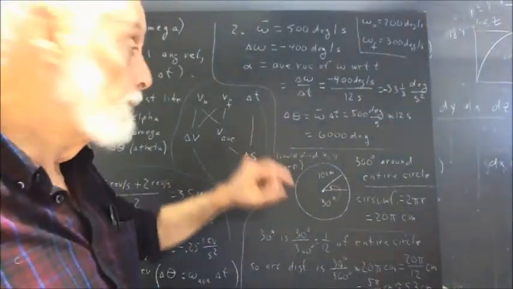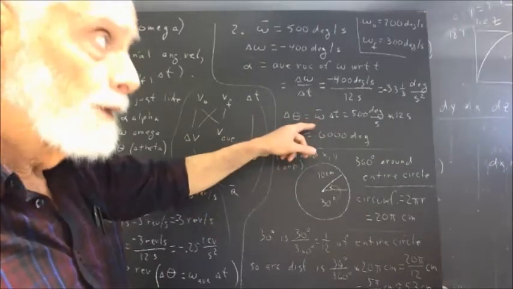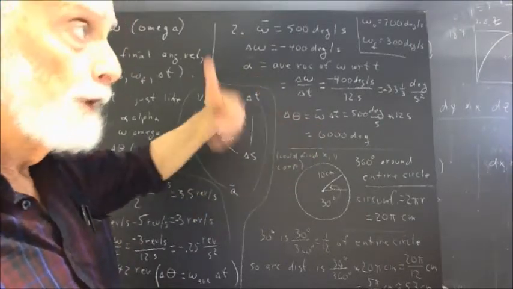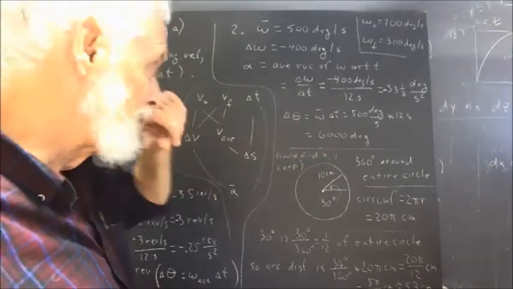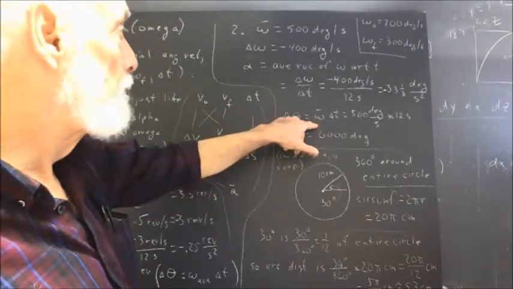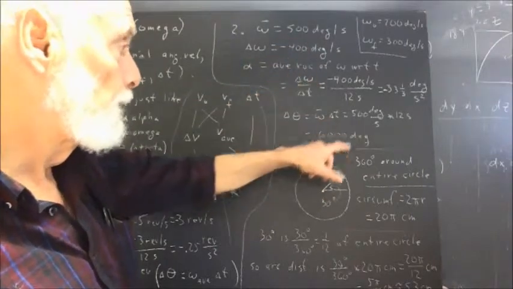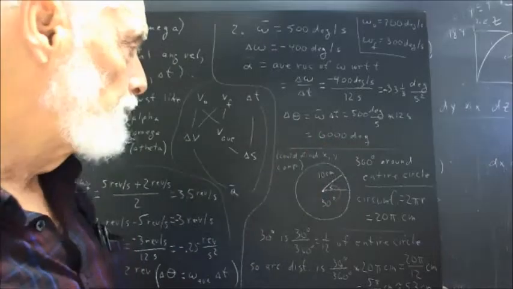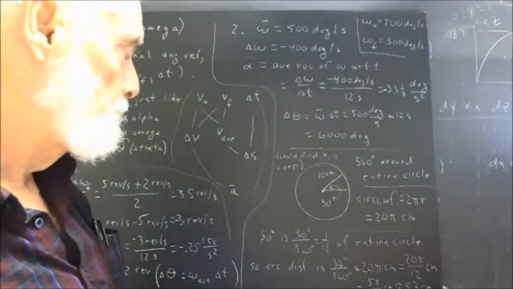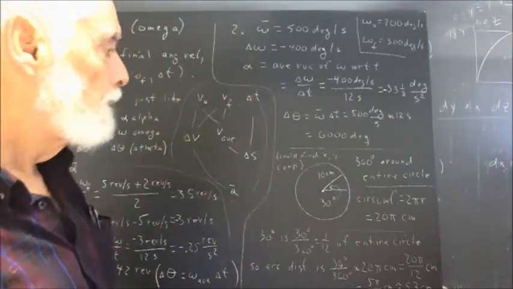The change in angular position, the delta theta, is analogous to a delta s, analogous to a displacement. It's the average omega times delta t, and the average of omega is 500 degrees per second. So 500 degrees per second times 12 seconds is 6,000 degrees. Okay? So that's fairly straightforward.